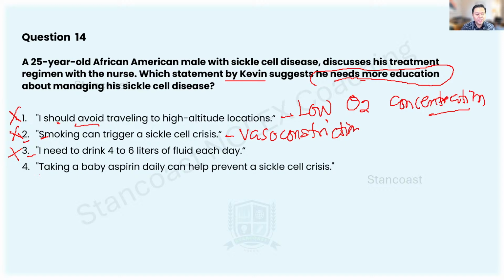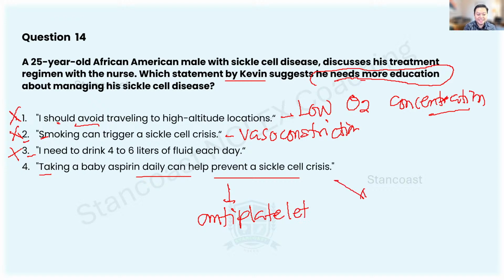Good statement, rather. So, taking a baby aspirin daily can help prevent sickle cell crisis. There's no such thing that aspirin can prevent the sickle cell crisis. It is an antiplatelet medication, but it will not prevent the sickling of the red blood cell. It doesn't fix the abnormal red blood cell.